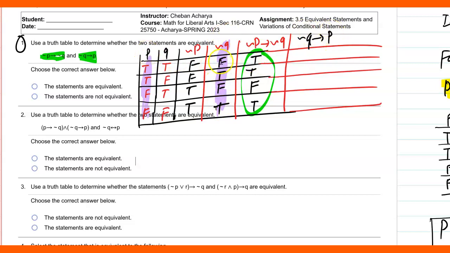Therefore, you're looking for F arrow T. What is F arrow T? F arrow T is T, right? What is T arrow T? Which is T. F arrow F, which is T. T arrow F, which is F. And this is the truth value for the other statement. Are they the same? T, T, F, T versus T, T, T, F. They are not the same. Therefore, they are not equivalent. That's the answer. Does it make sense?